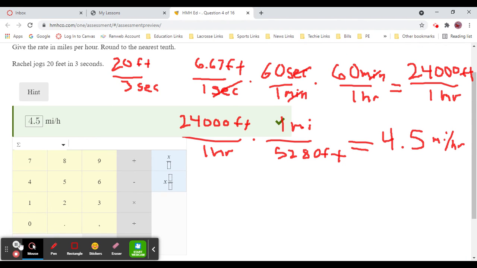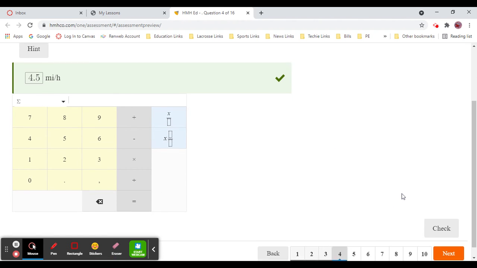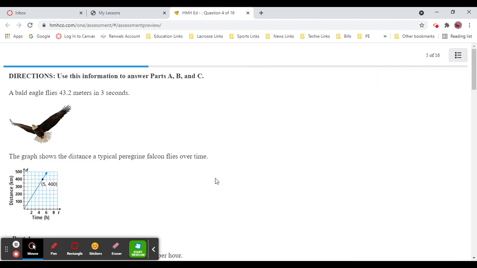All right. Okay, go through here. Clear my screen. Back to my arrow. Okay. All right, number 5. All right, let's see. The bald eagle flies. Let's see.